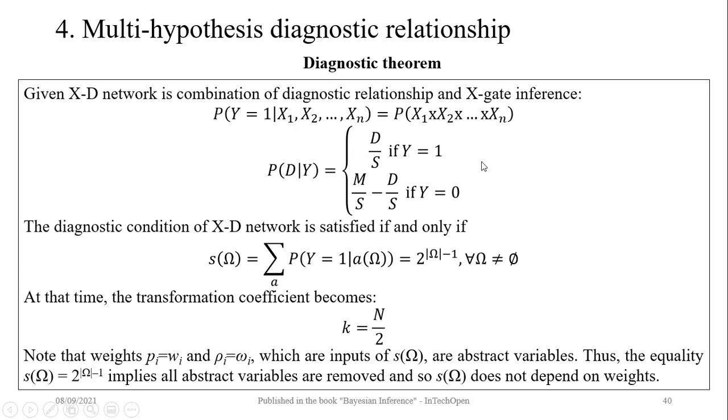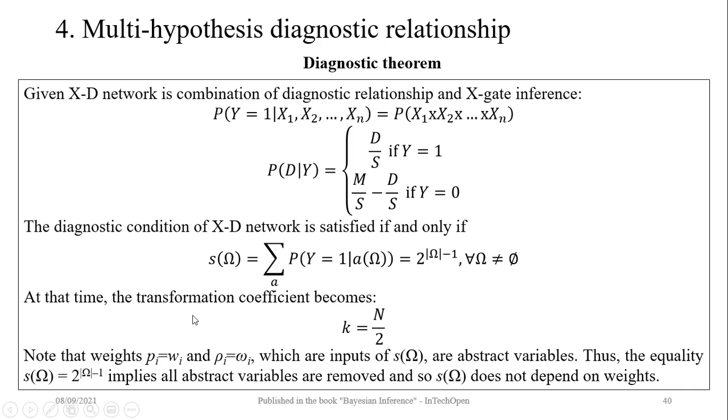Now I focus on the diagnostic theorem for the multi-hypothesis diagnostic relationship. Given that the AD network is a combination of diagnostic relationship and aggregate inference, the diagnostic condition of the AD network is satisfied if and only if S omega equals the sum of probability of Y1 given omega, equals 2 power |omega| minus 1 for all omega different from empty.